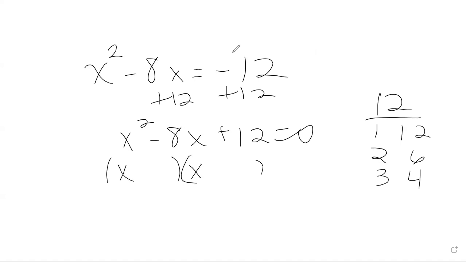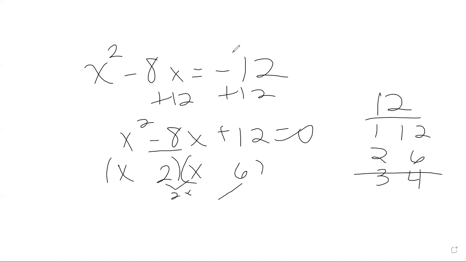X times x would obviously give me x squared. I need to get 8, actually -8. Well, 3 plus 4 is 7, and 4 minus 3 is 1. That won't work. 6 plus 2 is 8. Hey, let's use those two. 2, 6.